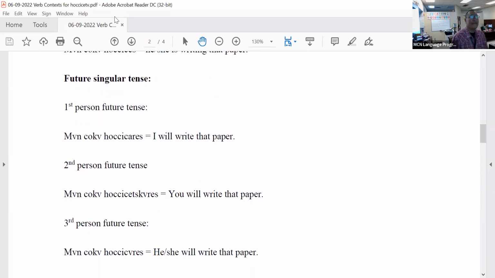Now we're going to get into the future singular tense. If I want to say, I will write that paper, then I would say Toga hotejadis. I'm going to take the letters ARES and put them in the place of the letters ETV from hotejida, and say Toga hotejadis. I will write that paper.